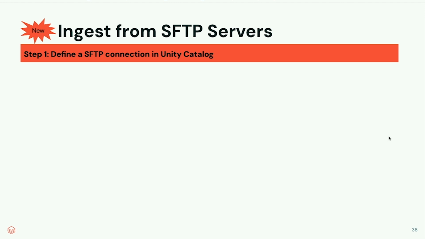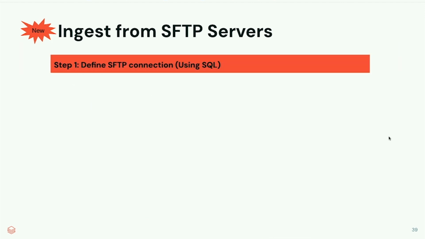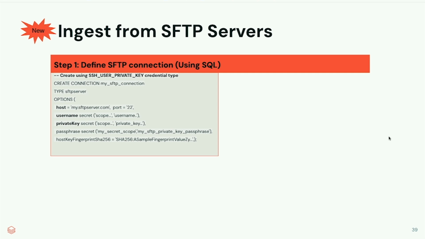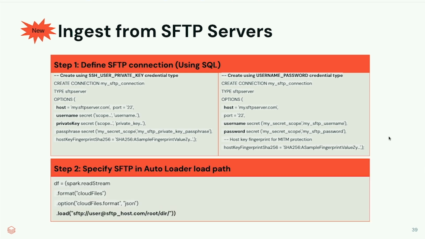is pretty simple to use. All you have to do is first define an SFTP connection in the Unity Catalog. You can either use a UI or you can use SQL to define the connection, either using the private key or using the password. And once that connection is defined, you can specify the SFTP data source in Autoloader just like you specify your cloud data source. And all the features that are available with Autoloader become available with the SFTP data sources as well.